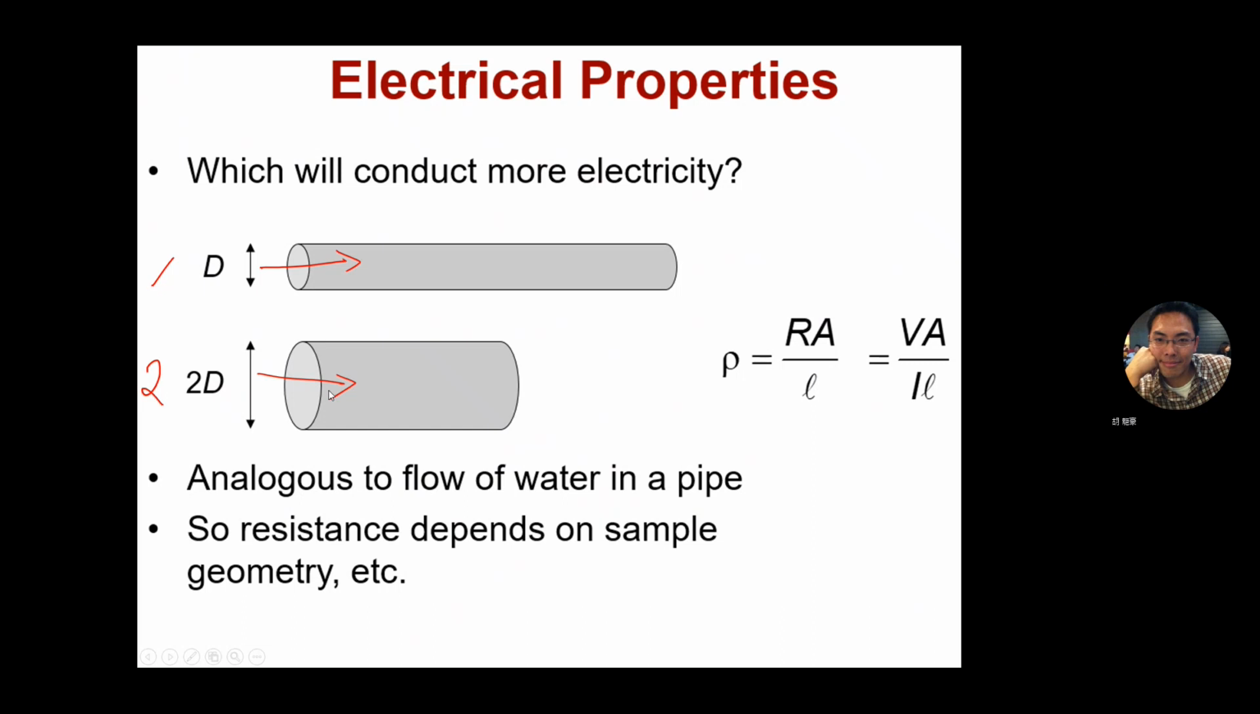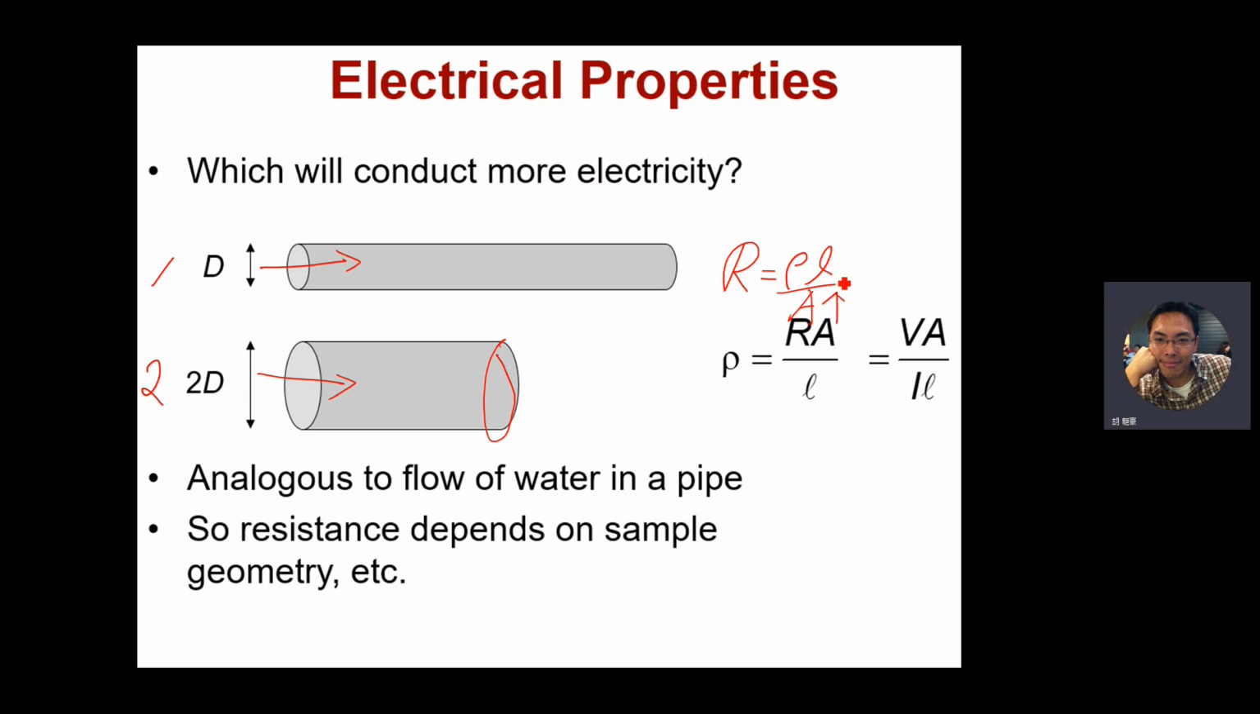So the resistance is geometry dependent. Therefore, we can say the resistance equals resistivity times the length divided by the cross-section area. If we have a larger cross-section area and a shorter length L, we get lower resistance.